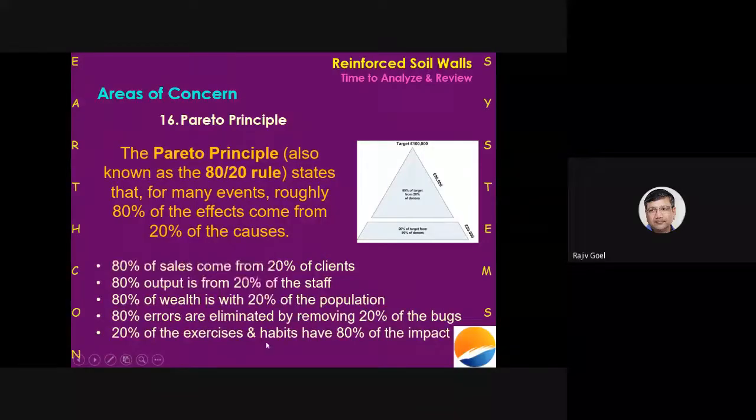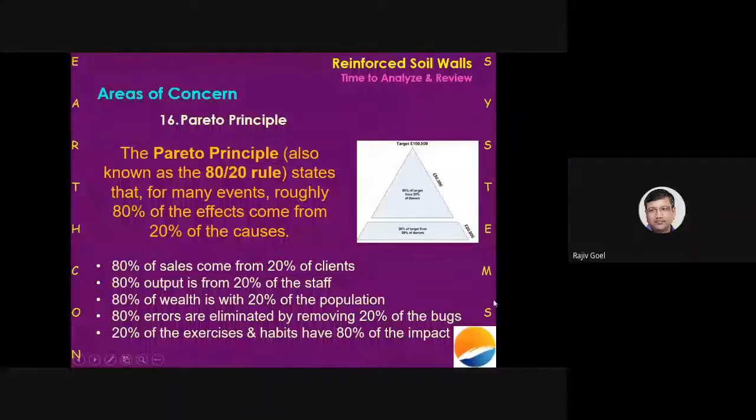And I'd like to give you some examples: 80% of the sales come from 20% of the clients. 80% of the output is from 20% of the staff. 80% of the wealth is with 20% of the population. 80% of errors are eliminated by removing 20% of the bugs.